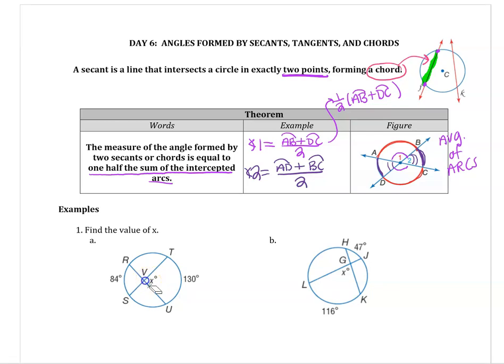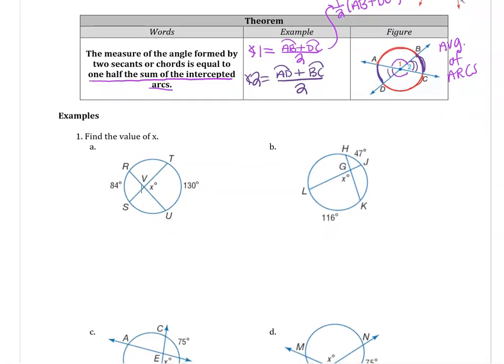So if I look at example 1, if I want the measure of angle X, it's technically angle X and its vertical angle, so those are congruent, and then you look at their intercepted arcs. Again, angle X is definitely not the center of the circle, so that is not a central angle. So angle X is not equal to 130, but angle X will be equal to the average of those intercepted arcs. So X will equal 130 plus 84 divided by 2, which is 107 degrees.